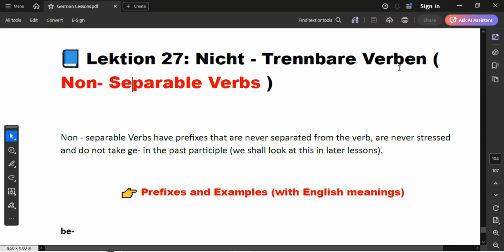Today we shall be looking at Lektion 27, Nicht Trennbare Verben, that is non-separable verbs. I'll start by saying that non-separable verbs have prefixes that are never separated from the verbs, and also they are never stressed and do not take ge in the past participle, that is in perfect. And perfect we shall look at in later lessons.